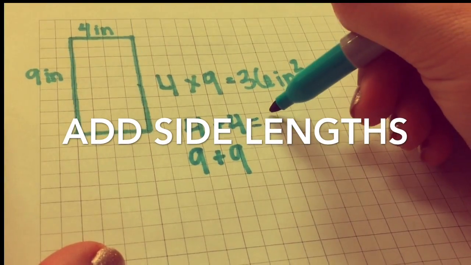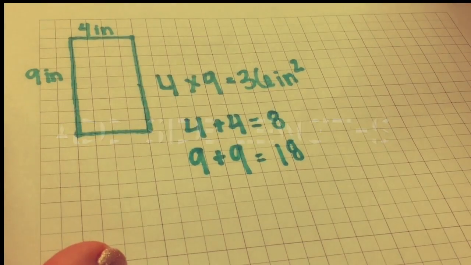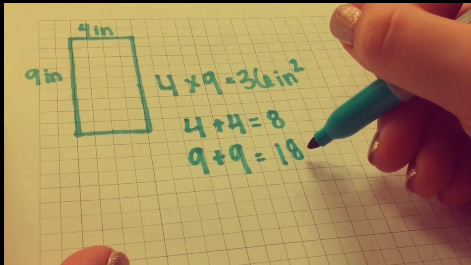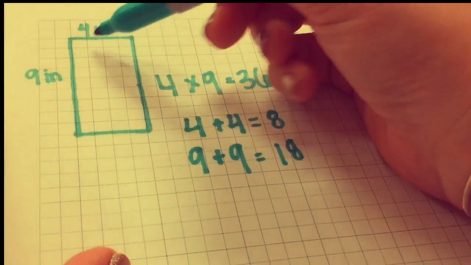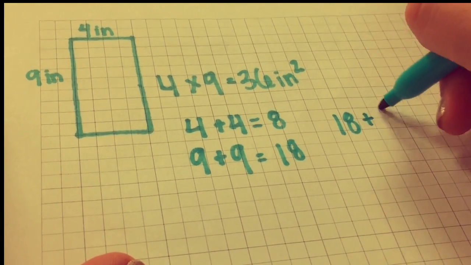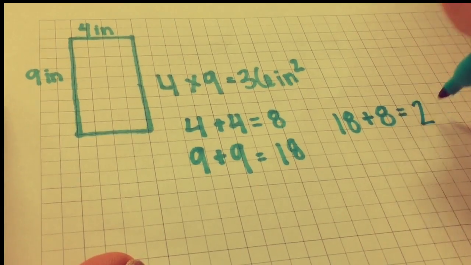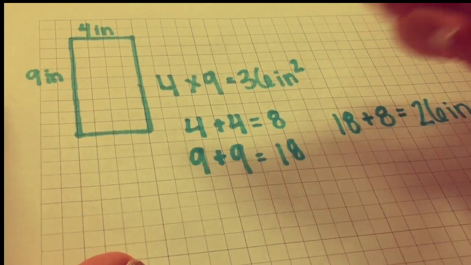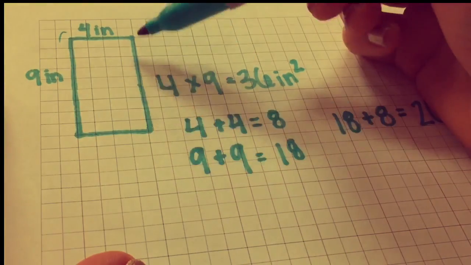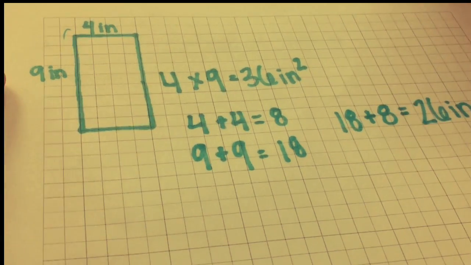I know that 4 plus 4 is 8, and 9 plus 9 is 18. You're not done yet. You have to add up your 18 and your 8 together. So you add up all of the sides. I know that 18 plus 8 is 26 inches. So Alfonso's picture is 26 inches all the way around the edge. And I know that Tina's picture has to have the same area of 36 inches like Alfonso's picture.